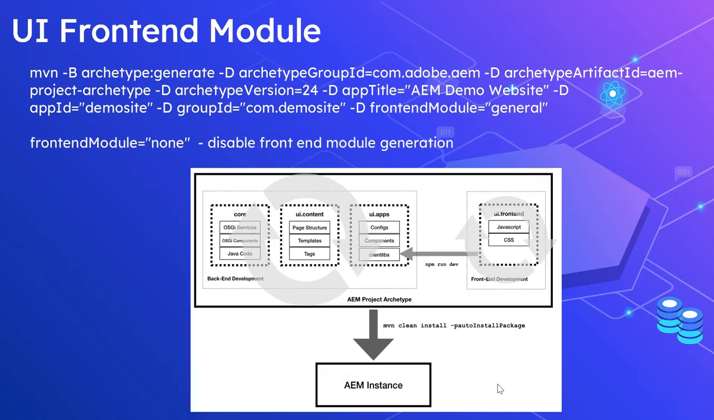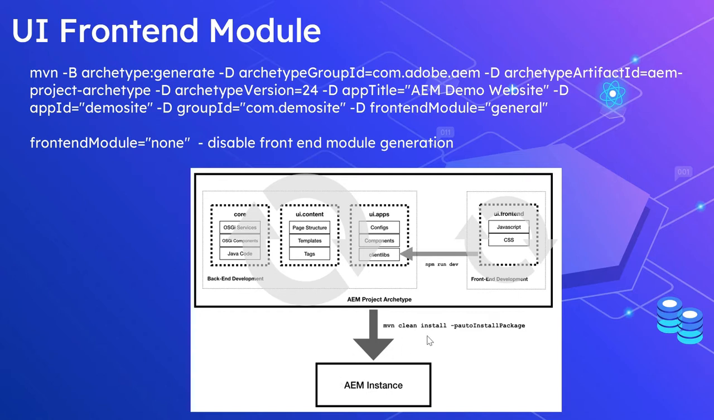By default, the latest archetypes create the front-end module. The default value for this parameter, front-end module, is general. So we can specify none to disable the front-end module generation. This is the module structure, UI front-end. The UI front-end module stores the JavaScript, CSS, and other resources like images, fonts, etc.